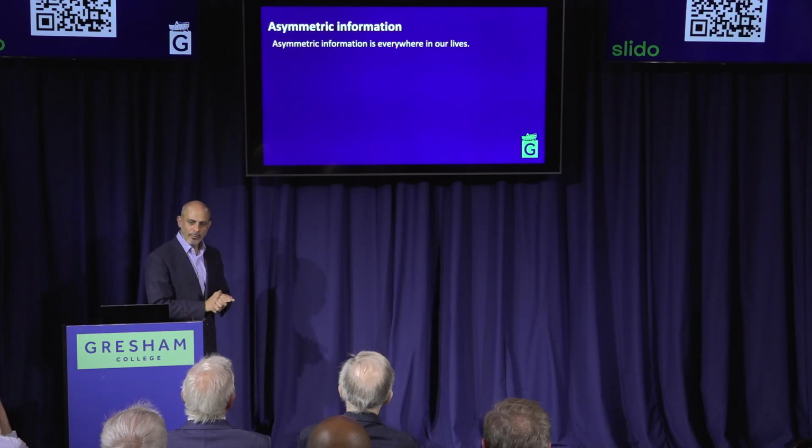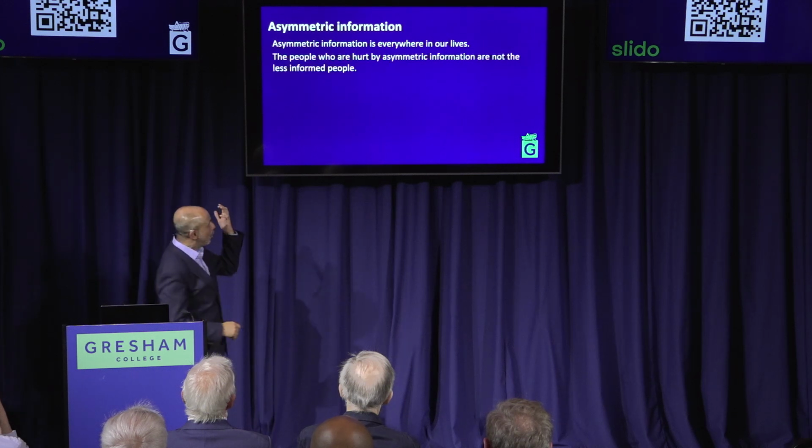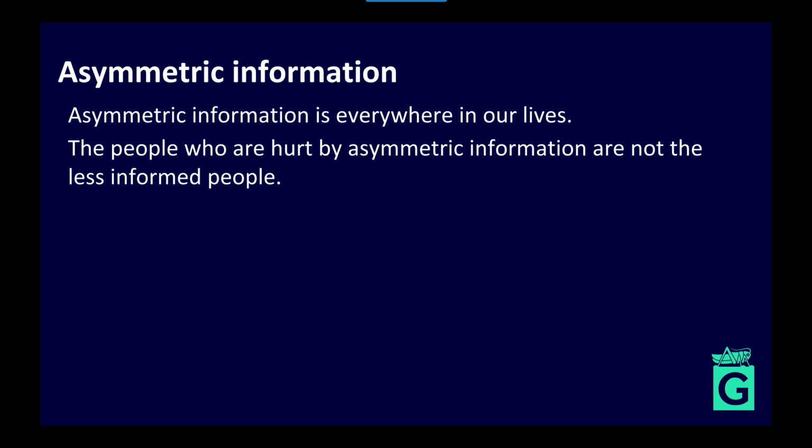So the key part we're trying to say is that asymmetric information is everywhere in our lives. The people who are hurt by asymmetric information are not the people with less information, because the people with less information know this. They know they have less information.